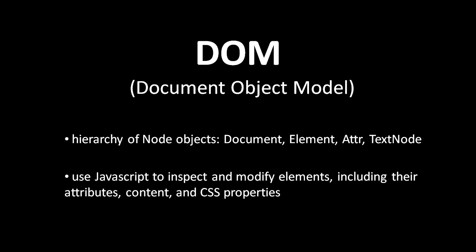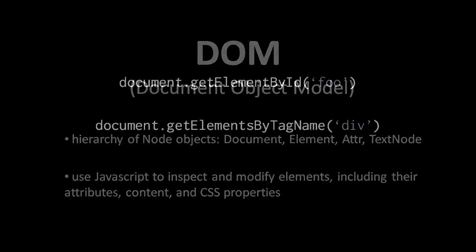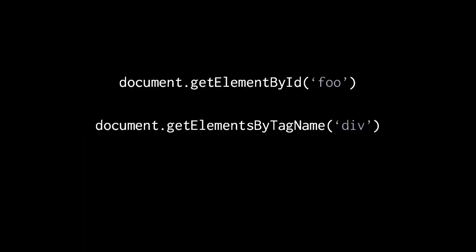So the document object actually provides a few very useful methods for more conveniently getting at certain elements. The two most commonly used are the methods getElementById and getElementsByTagName. GetElementById does pretty much what it sounds like. It returns the single element with the ID of the specified argument. So here, document.getElementById with the argument of foo, that will return the element which has the ID foo.